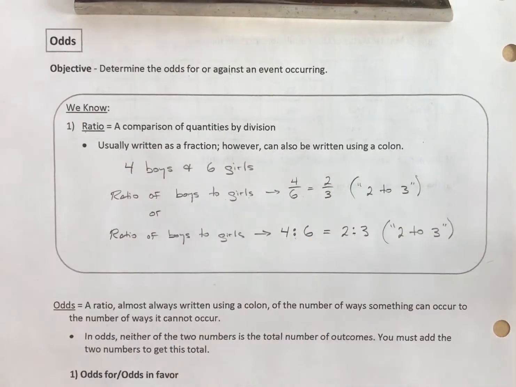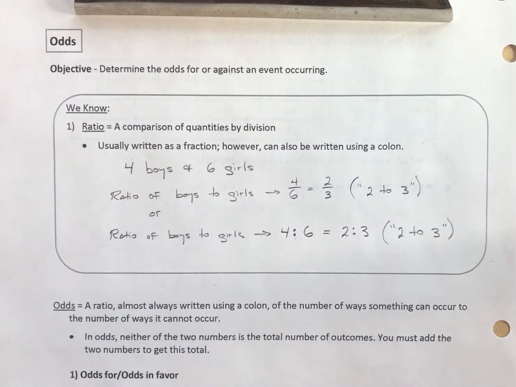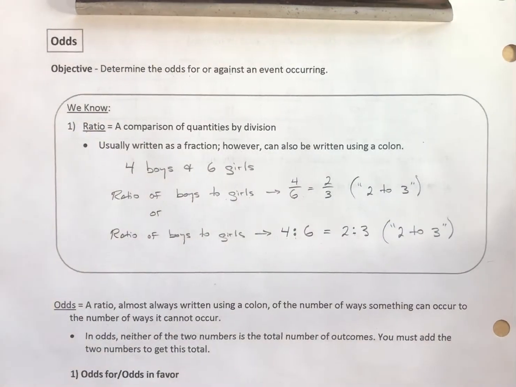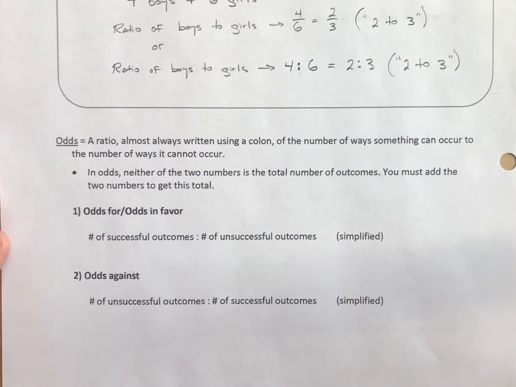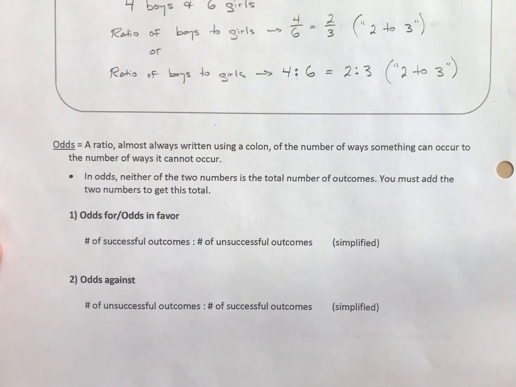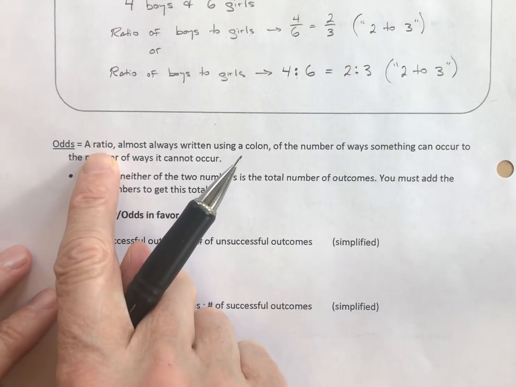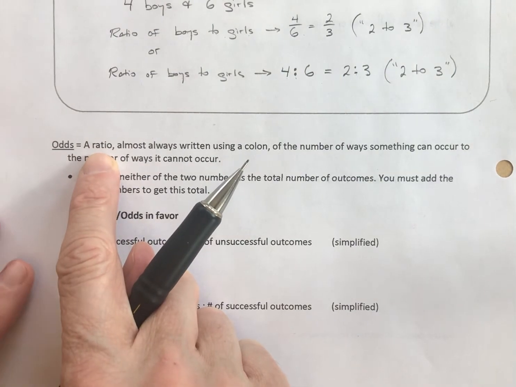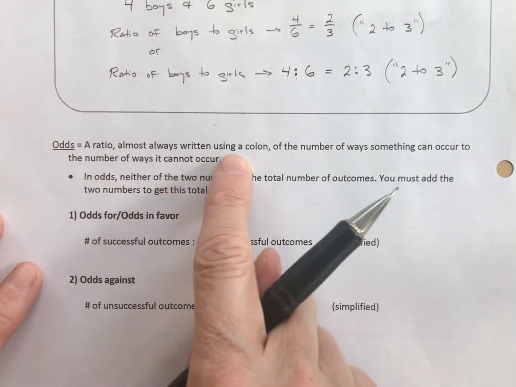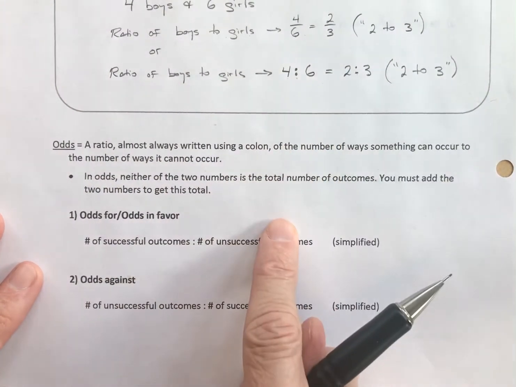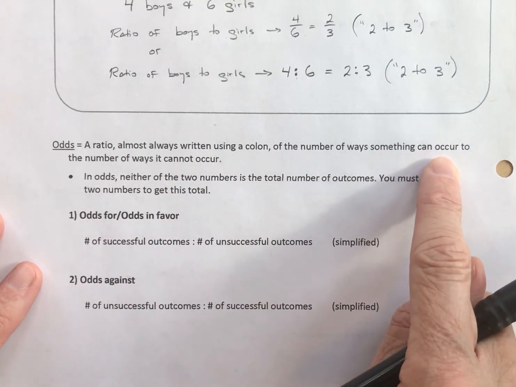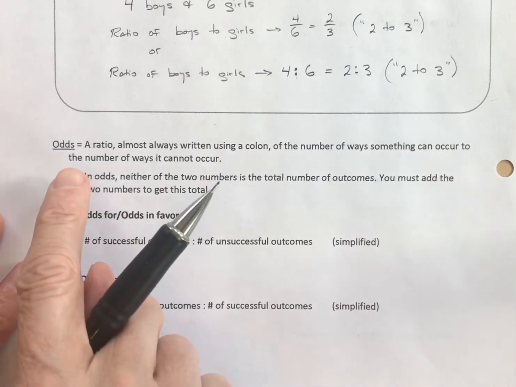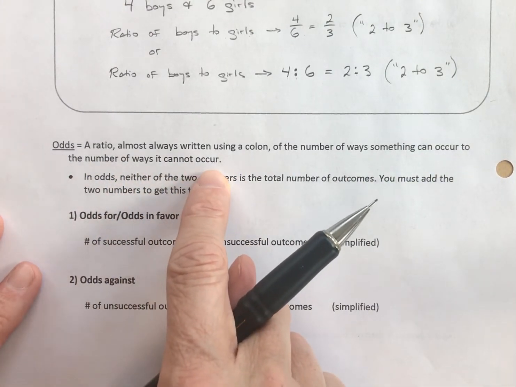So a little recap of some things you've seen regarding ratios and fractions and colons. So, talking about odds, we're going to use colons. Okay, odds are a ratio, almost always written using the colon. It's a ratio of the number of ways something can occur to the number of ways it cannot occur.